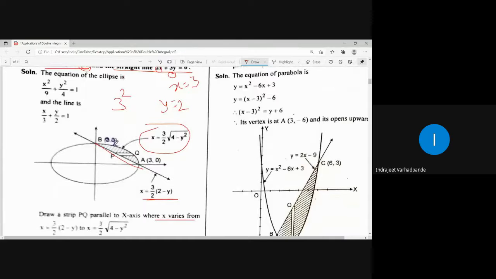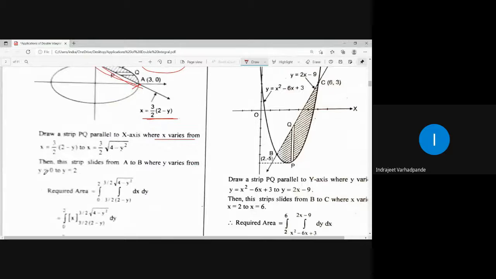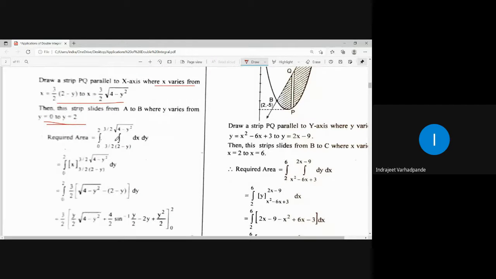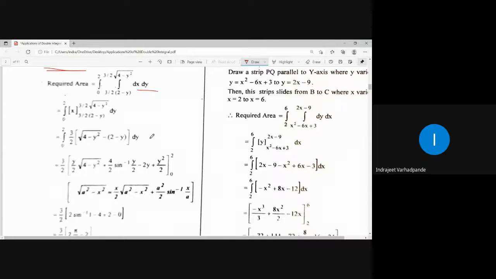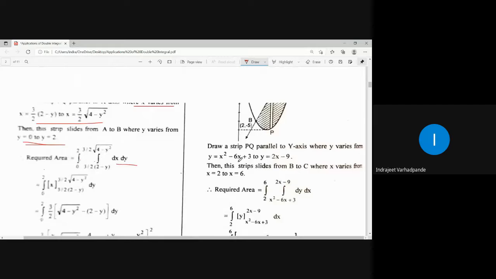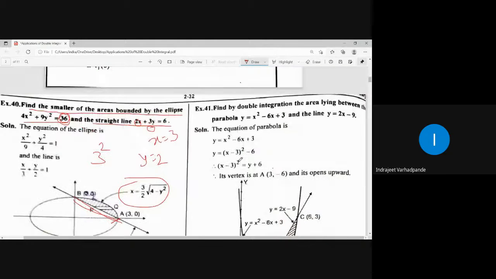Slide this strip in the given region. Y is moving from 0 to 2. So I get the limits for y as 0 to 2, and limits for x in this way. So the required area will be the double integral dx dy. I have got the limits appropriately. Simplify, apply the process of integration, and you will get the simplified answer. So that is how the conversion is to be done from the given data to the region, then evaluate it appropriately and get the simplification.